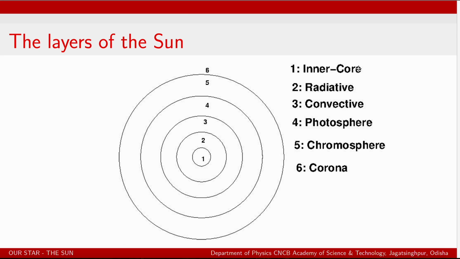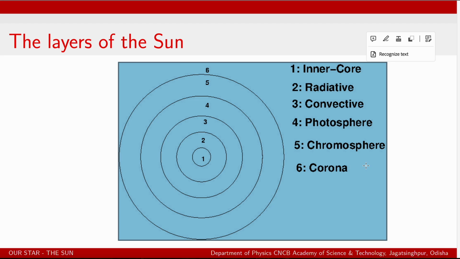So we go to the inner core first. We are going to study all the cores, and the energy is produced in the inner core. Then it crosses all these layers, and finally it comes out of the sun. This takes almost 10 to the power 5 to 10 to the power 6 years, and we are going to see the reason for this. So we are going to go to the next slide.